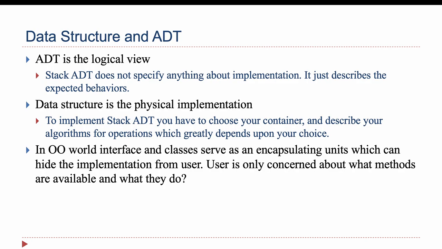In object-oriented programming, interfaces and classes serve as encapsulating units that can hide the implementation of an abstract data type from the user. This means that the user is only concerned about what methods are available and what they do. When a programming language implements an ADT, it adopts a certain implementation logic that can vary from other languages, but the definition of the ADT remains the same. This allows for flexibility in the implementation while maintaining consistency in the definition.